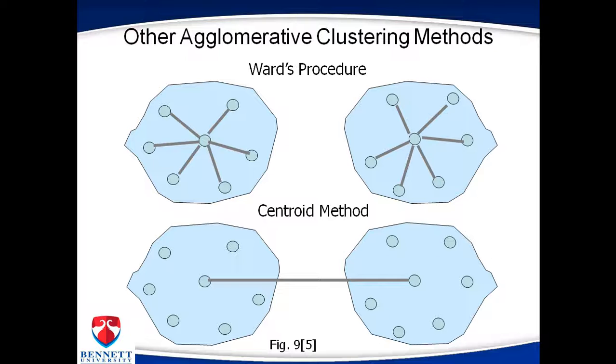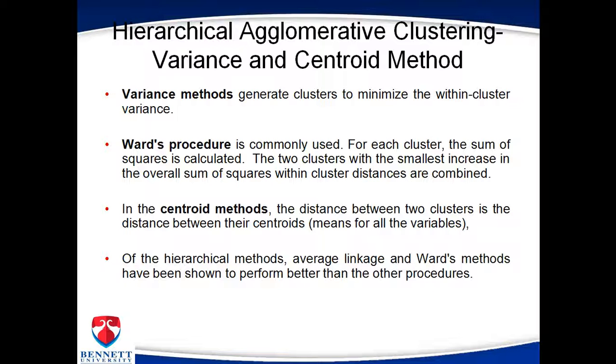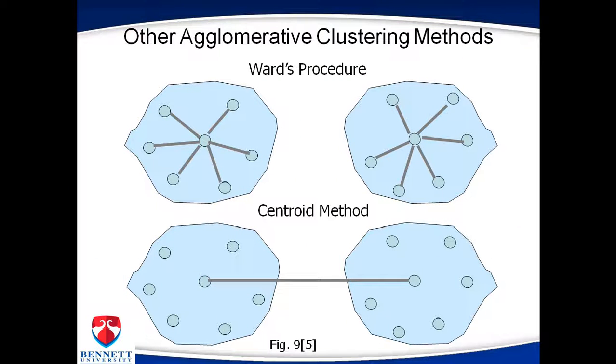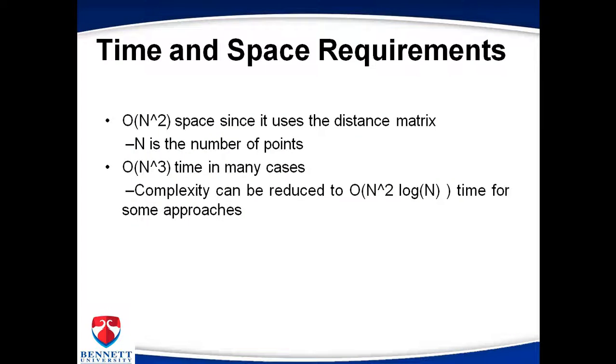So we find the square of the distances from each point, and it is basically commonly used for the sum of squares being calculated. And in the centroid method, we find the centroid of each cluster and find the distance between the centroids.